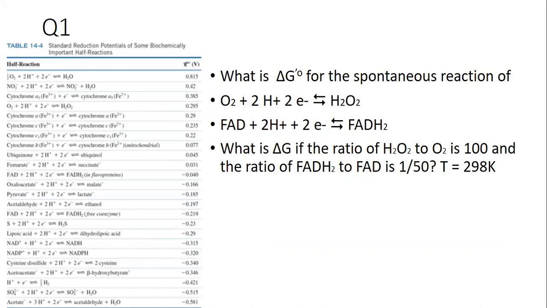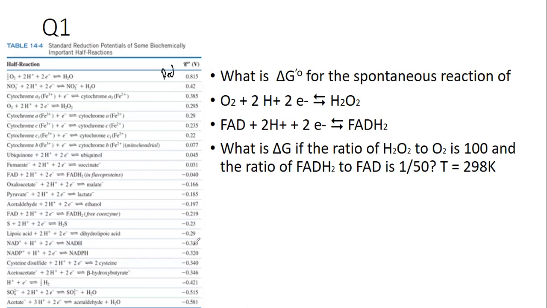So what is delta G not prime for the spontaneous reaction of oxygen going to H2O2 and FAD going to FADH2? Okay, so for the first problem, the first thing you have to do is know which reaction is being oxidized and which one is being reduced. If I say spontaneous and give you a question like this, remember the molecules at the top, the more positive you are, the more you want to be reduced. The more negative you are, the more you want to be oxidized.